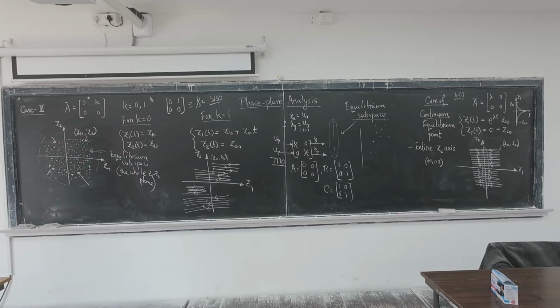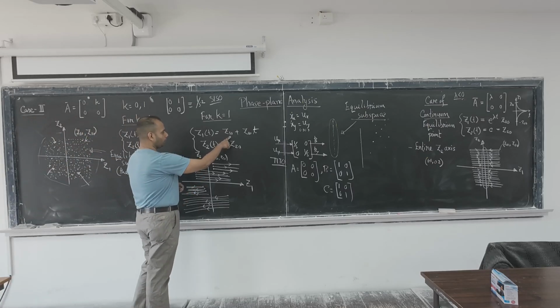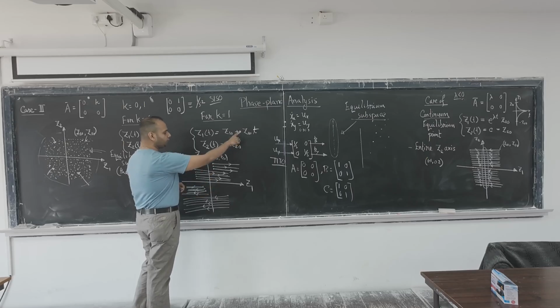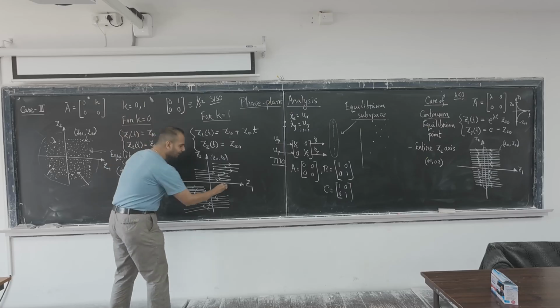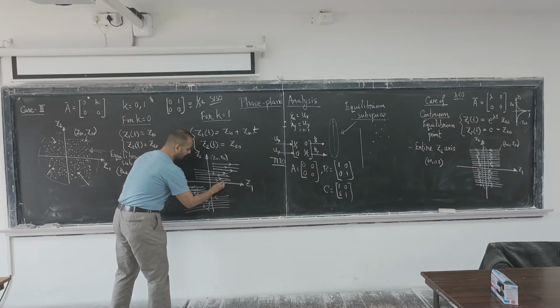If the initial condition is on the Z1 axis, then it will stay like that. If it is on the Z1 axis, Z20 equals 0. If Z20 equals 0, in that case it will keep lying on the Z1 axis, right?